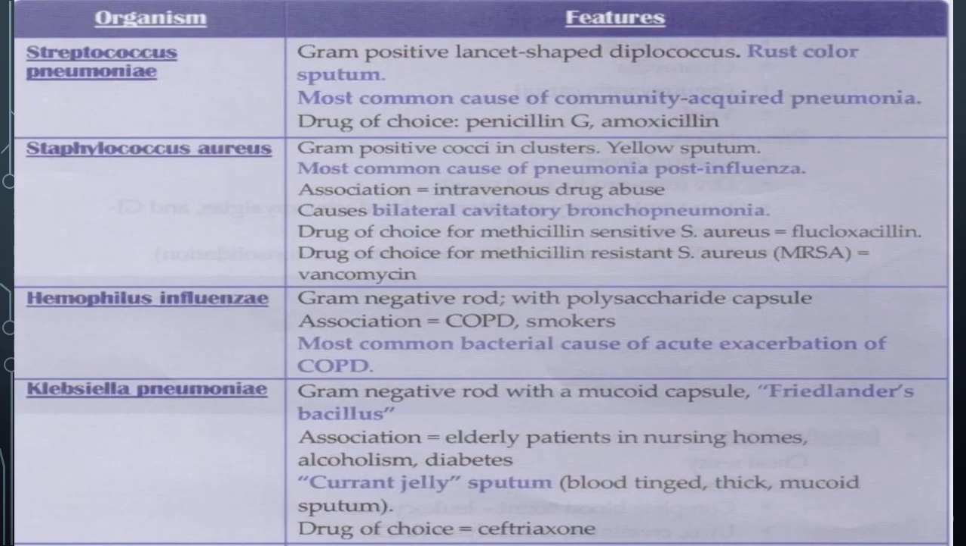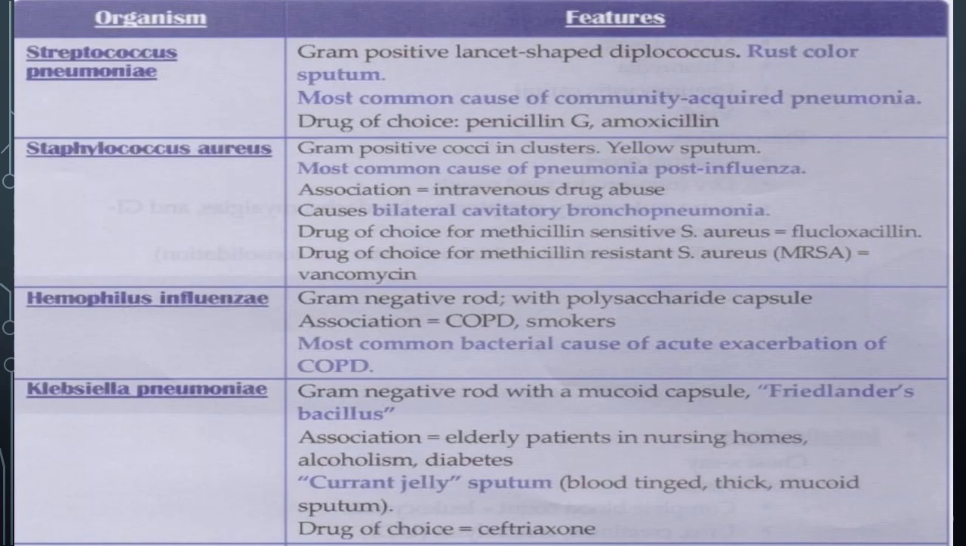An example is Streptococcus pneumoniae, which is the most common cause of typical pneumonia, and it is gram-positive lancet-shaped diplococci with rusty colored sputum. It is an important point. Most common cause of community-acquired pneumonia. Drug of choice for this is penicillin G and amoxicillin.